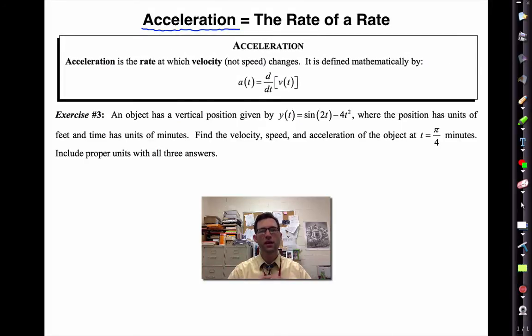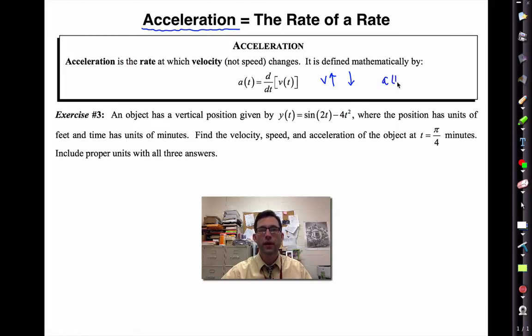Formally speaking, acceleration is the rate at which the velocity, not the speed, changes, and it's defined mathematically very easy. The acceleration is the derivative of velocity. It's that simple. It's really important to understand that. What acceleration is going to do is tell us whether velocity is increasing or decreasing. That's what the first derivative also always does.